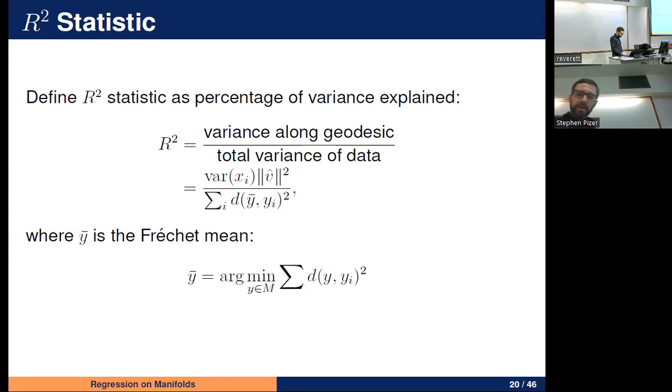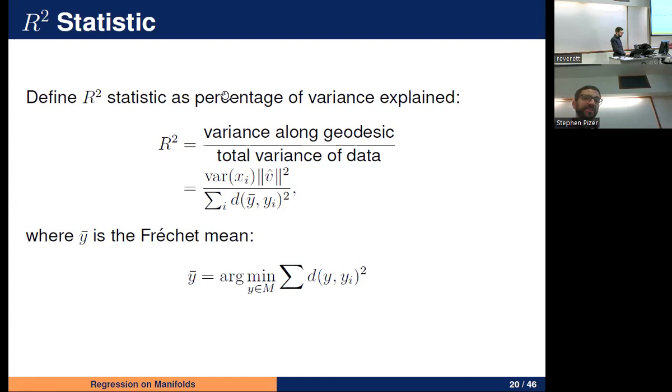I don't have slides for it, but even the concept of a Gaussian distribution on manifolds is not straightforward. So what we're going to do instead is a non-parametric test. To understand the significance of the trend, we start with the R squared statistic. How do we compute an R squared statistic in the manifold case?